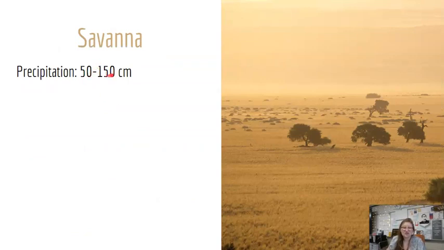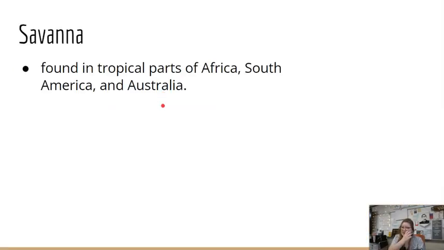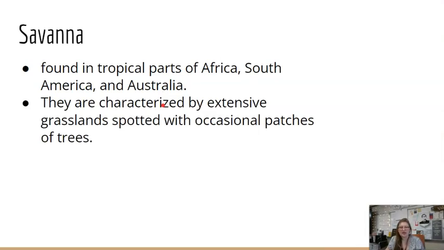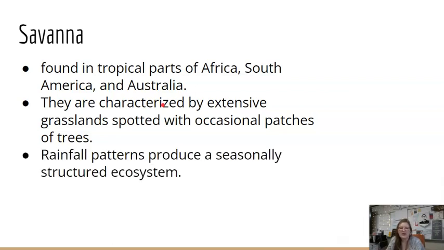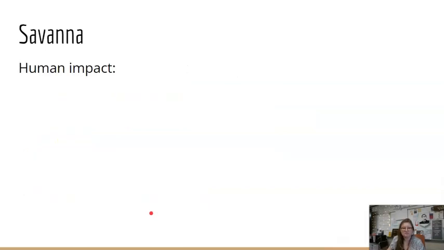All right, savanna, similar to a grassland, but not quite. Precipitation is 50 to 150 centimeters. It is warm, tropical. Savannas are found in the tropical parts of Africa, South America, and Australia. They are characterized by extensive grasslands spotted with occasional patches of trees. Rainfall patterns produce a seasonally structured ecosystem, and fire is a common feature. Many trees are involved in nitrogen fixation. That means the trees help to fix the nitrogen into a usable form for other plants.